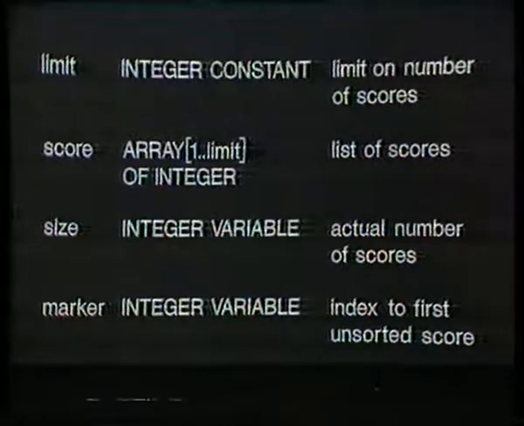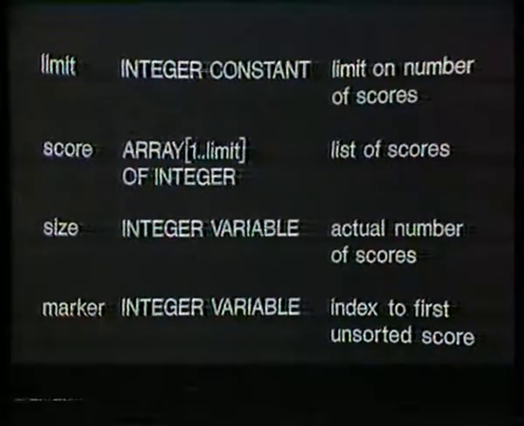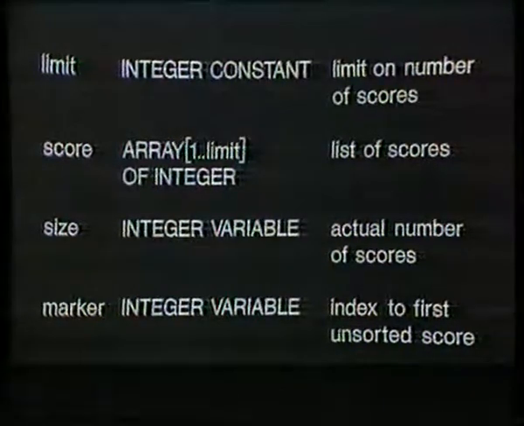Now, limit isn't a variable, it's an integer constant, and it stays the same throughout the process. It has a value, say 100, given to it at the beginning of the program, and that value can't be changed without amending the program. So the value of limit is the maximum number of scores that the program can deal with.